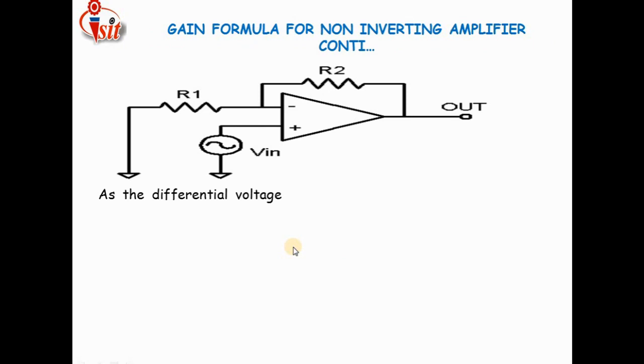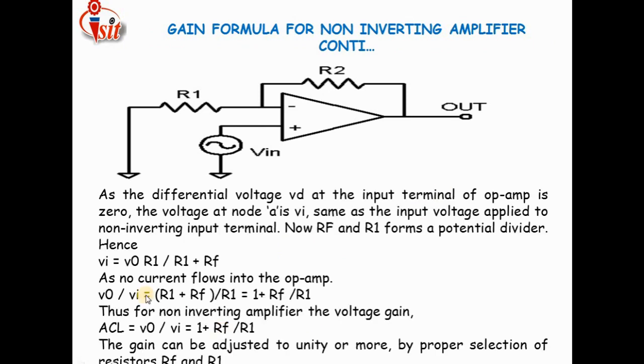Then how is the gain calculated? As the differential voltage Vd at the input terminals of the op amp, that is the difference between V1 and V2, the inverting and non-inverting terminals, is 0. Then the gain is totally related to the input and output. Vi, that is the input voltage, is nothing but V0 R1 divided by R1 plus Rf. As no current flows into the op amp, since no supply is given to the negative terminal of the op amp, no current is flowing through the op amp.